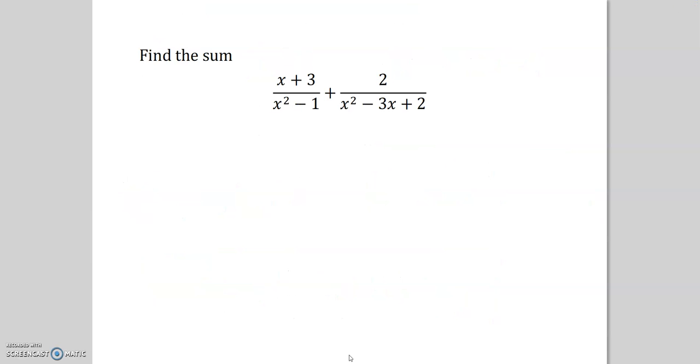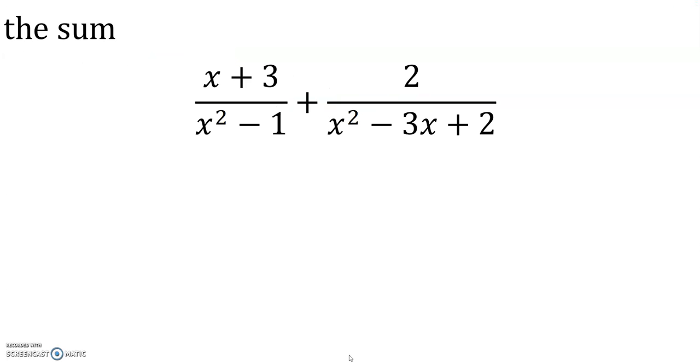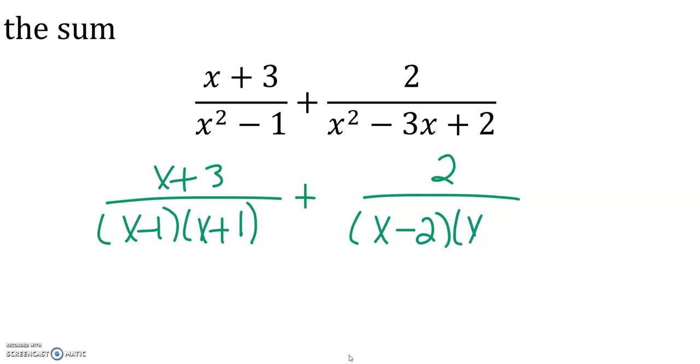So let's find the sum of these fractions. The first thing we've got to do is find their least common denominator. So let's go ahead and factor top and bottom. That's the difference of squares on the bottom, so we've got x minus 1 and x plus 1. And then this is x minus 2, not plus 2, and x minus 1, because those would multiply to positive 2 and add to negative 3.